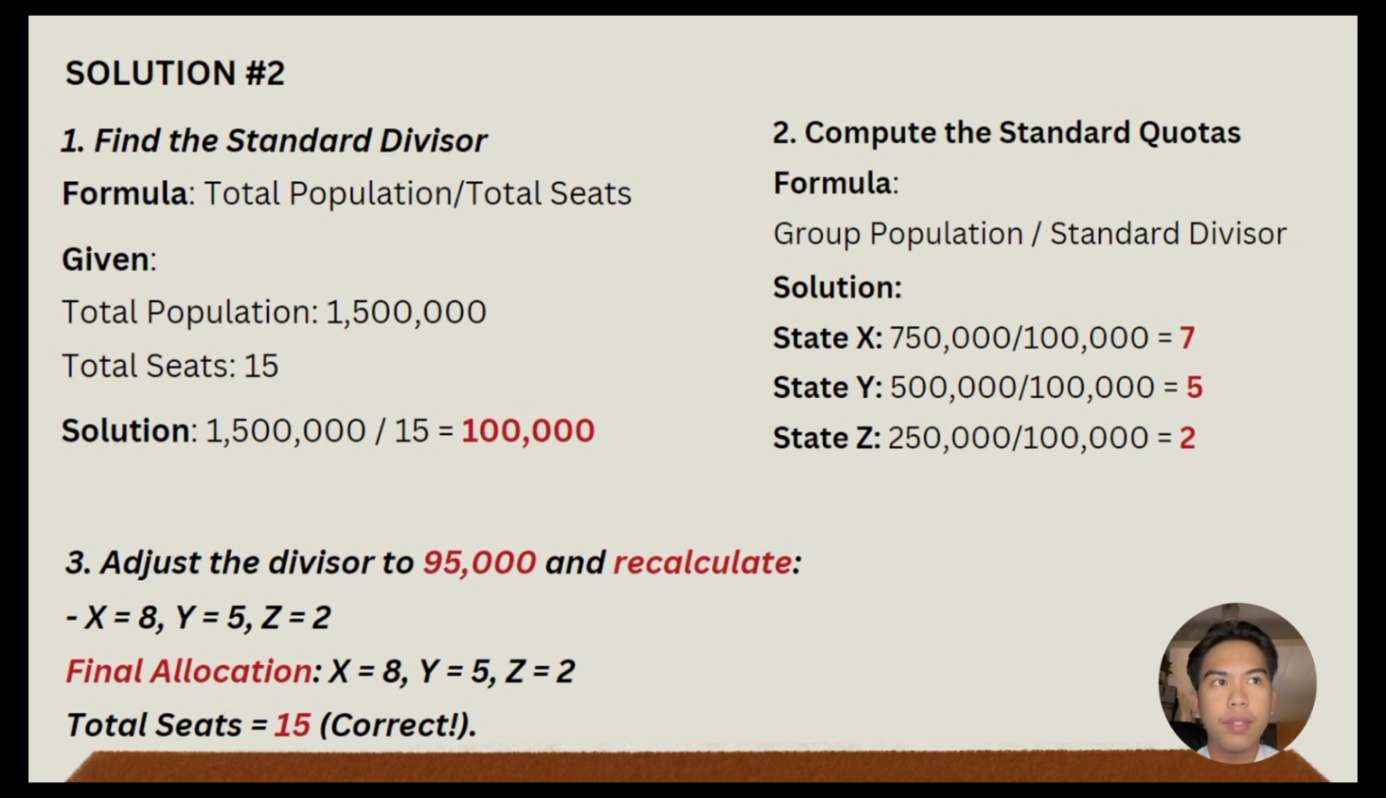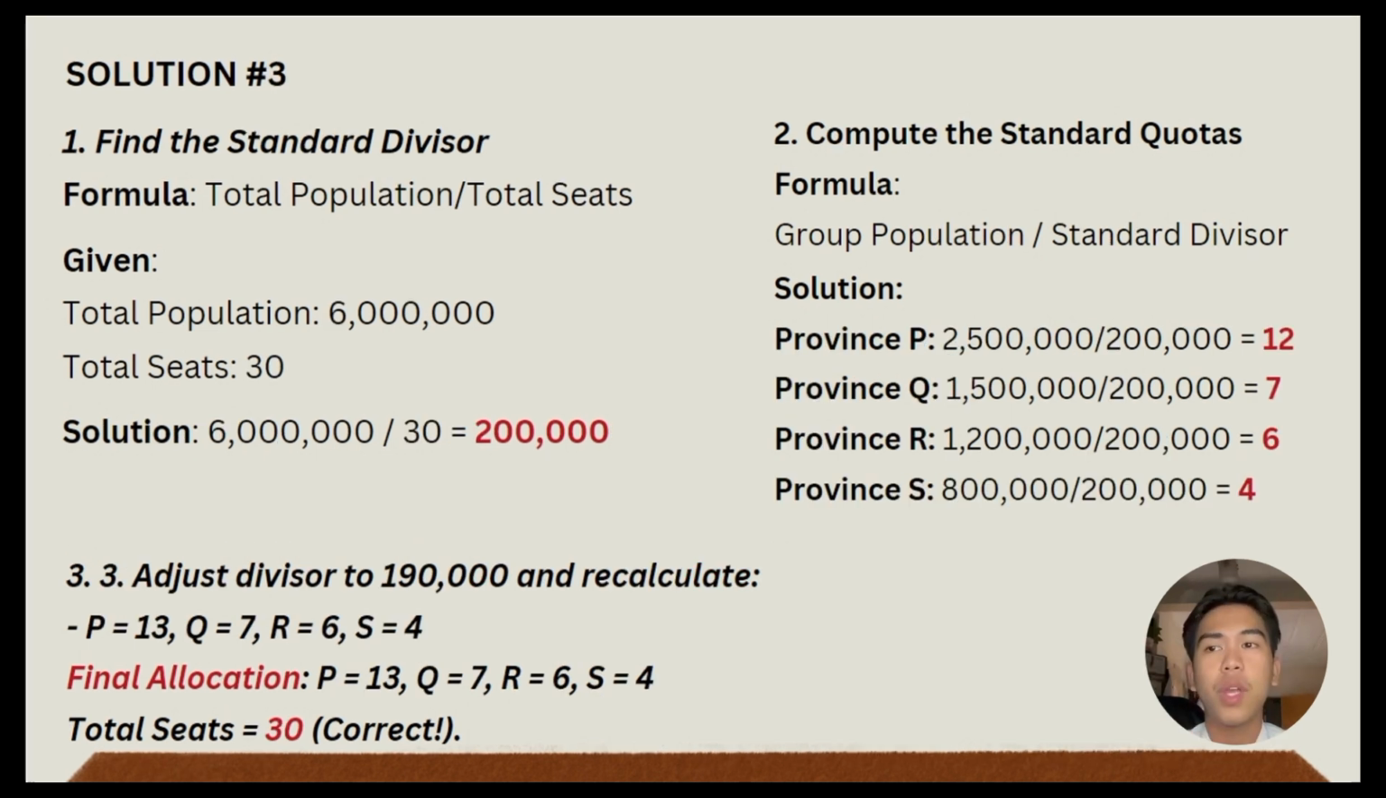So we adjust the divisor to 95,000 and recalculate. For X, we have 750,000 divided by 95,000, which is equal to 7.89, or 8. Then Y is 500,000 divided by 95,000, which equals 5.26, or 5. Then Z, we got 250,000 divided by 95,000, which equals 2.63, or 2. Now we have 15 seats in total, so the final allocation is X equals 8, Y equals 5, and Z equals 2.